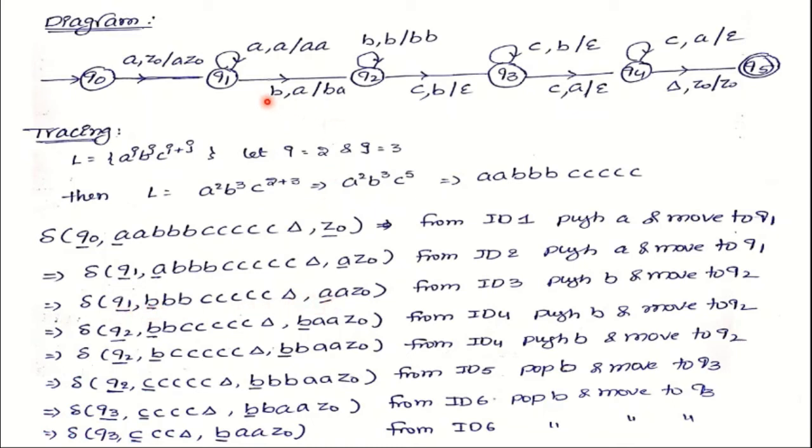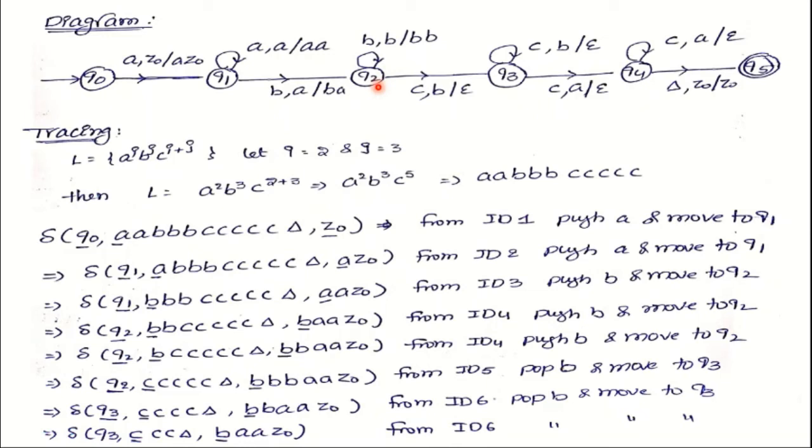So this is similar to this one. From q1 state, input is b, top of the stack is a, then also perform the push operation and then go to q2. So that's why here we mention push b into the stack and move to next state q2. So now we are in q2 and remaining input is 2 b's and 5 c's.